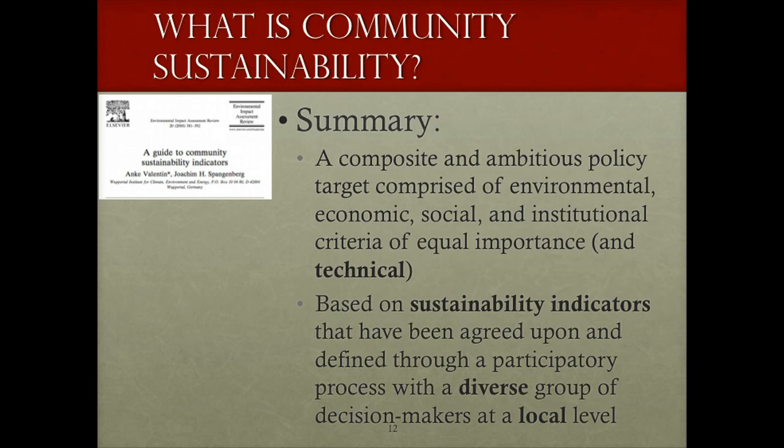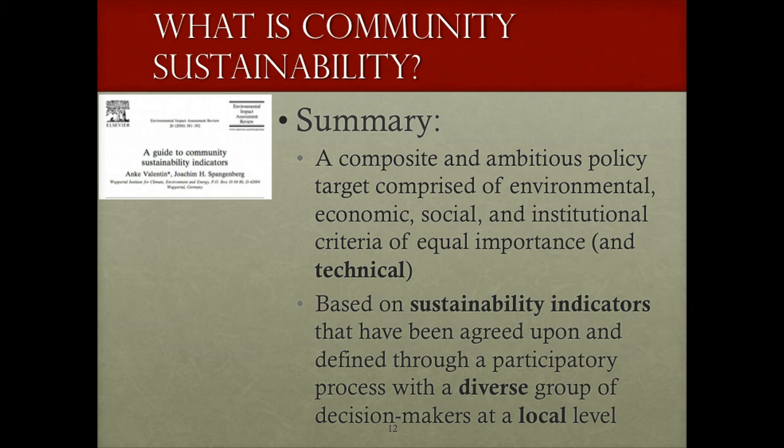Incidentally, this article is also explaining community sustainability. It defines this term as a composite and ambitious policy target comprised of environmental, economic, social, and institutional criteria of equal importance. And I would of course add technical criteria to this list. It is based on sustainability indicators that have been agreed upon and defined through a participatory process with a diverse group of decision makers at a local level.